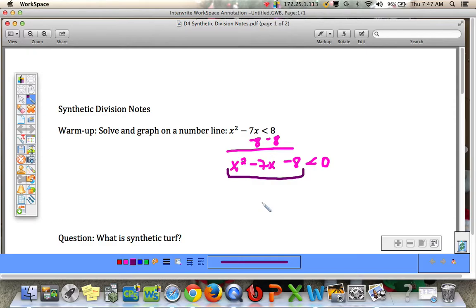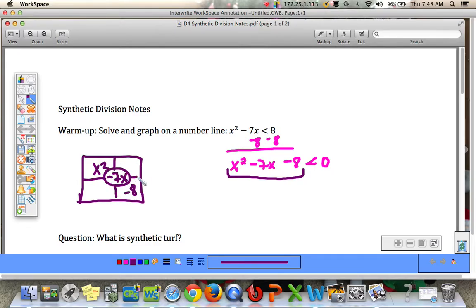Number 1 is we could use quadratic formula. Number 2, we could try factoring. You could graph it. Let's do factoring. Let's use a box and circle to factor. So with our box and circle, we have our x squared minus 7x minus 8.